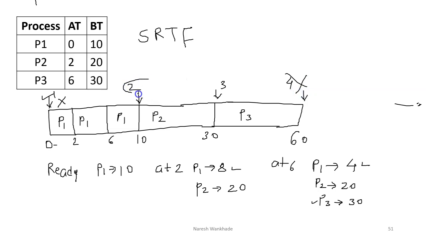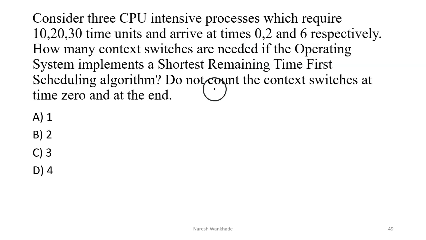It means the total switches are 2. So the answer is 2 here. The number of context switches needed here is 2.